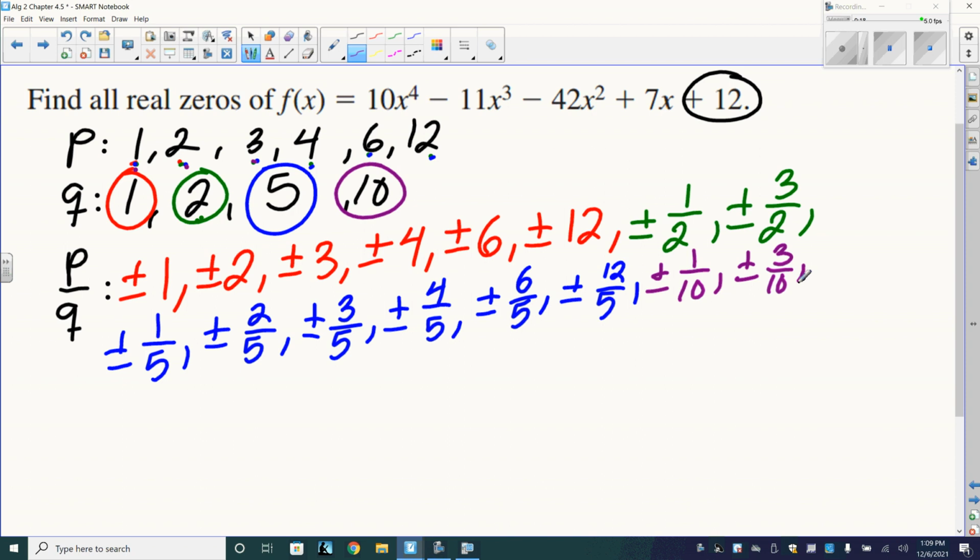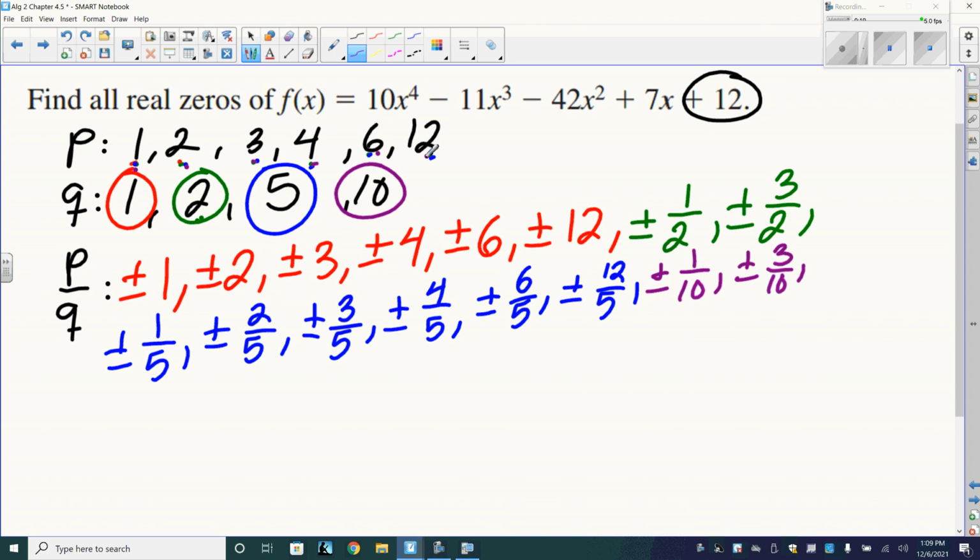Then we would look at 4/10. Well, 4/10 will reduce to 2/5. So we already have it. 6/10 will reduce to 3/5. And 12/10 will reduce to 6/5. So these here are all the possible rational zeros for this.